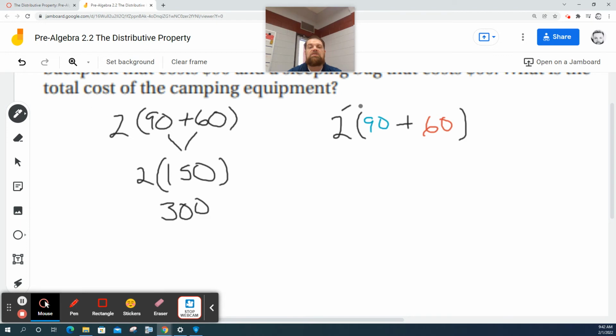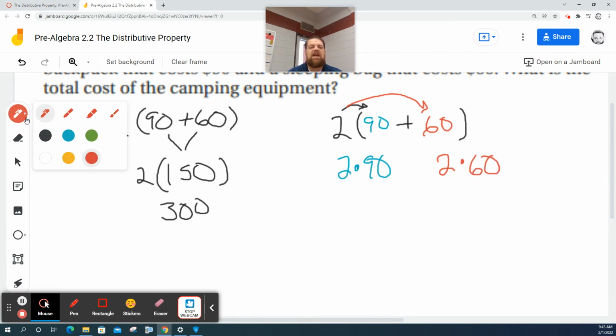So what I'm going to do is I'm going to multiply 2 times 90, right? So I'll write that out. I'm going to say 2 times 90, and then I'm going to add that to 2 times 60. And technically, because I have a plus symbol right here, what's positive 2 times positive 60? Well, whatever the answer is, it's going to be positive, right? Because I have a positive 2 times a positive 60.